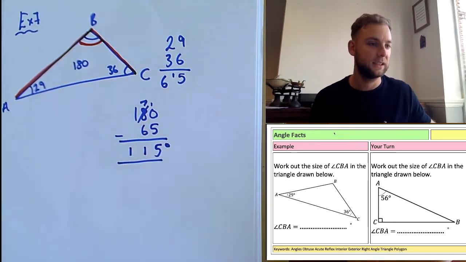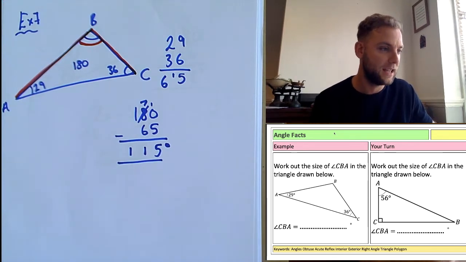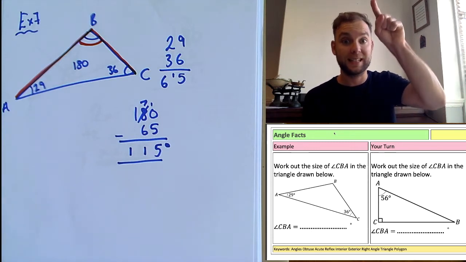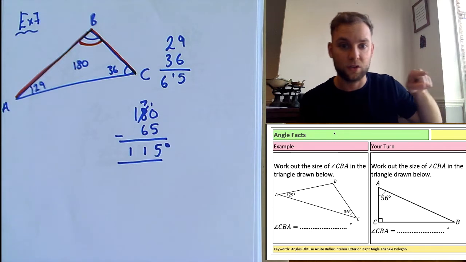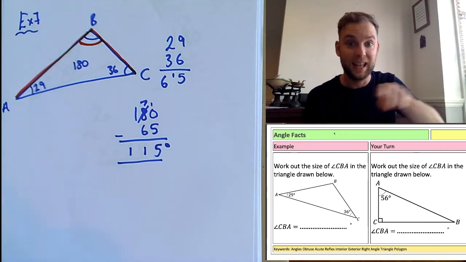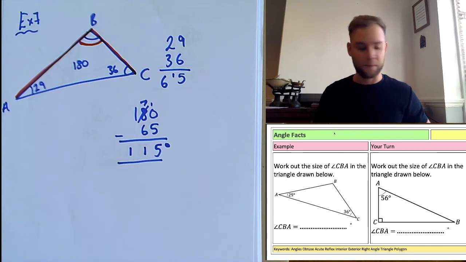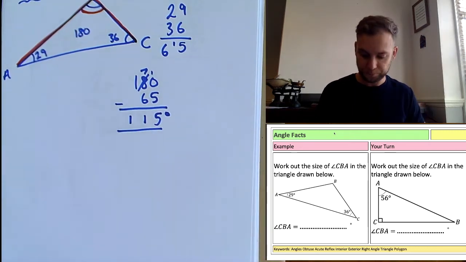Absolutely brilliant. So, might be worth having a pause now and have a go at that yourself. Remember, what does CBA mean? It means I've got an angle from C to B to A, so it's going to be this angle over here. So maybe pause and have a go at that one now. I'll have a little go at it in a second.